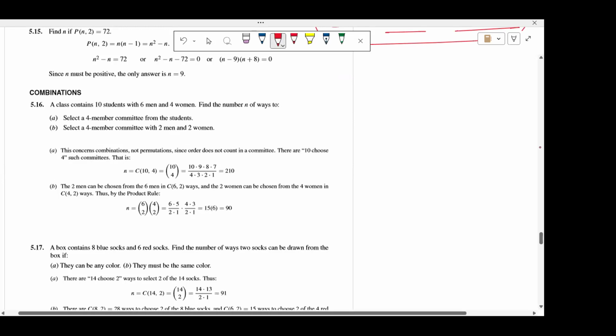A class contains 10 students with 6 men and 4 women. Find the number of ways to select a 4-member committee from the students. How can we find the first question? There are six male students and 4 female students. We need to make a committee with 4 members. So for the first question, there is no condition. Condition in the sense, it is mandatory to include one male student, or it is mandatory to include 2 female students. There are no restrictions.